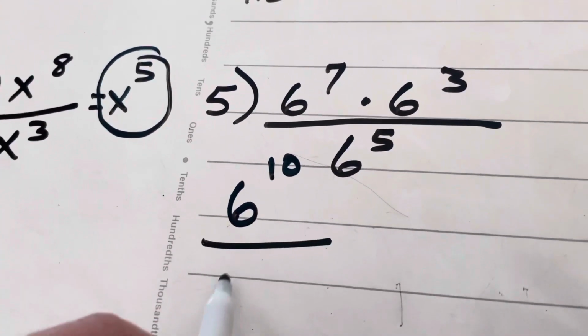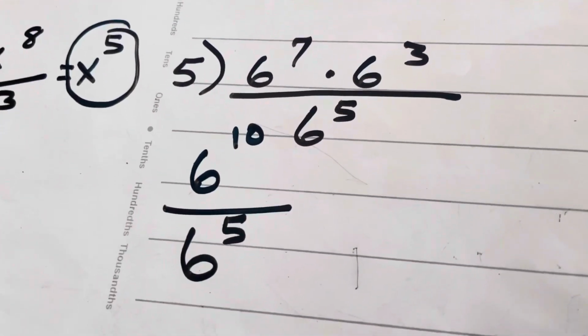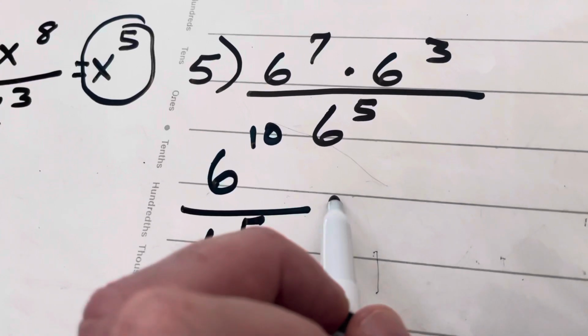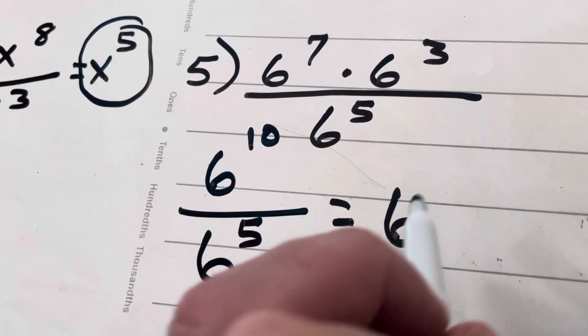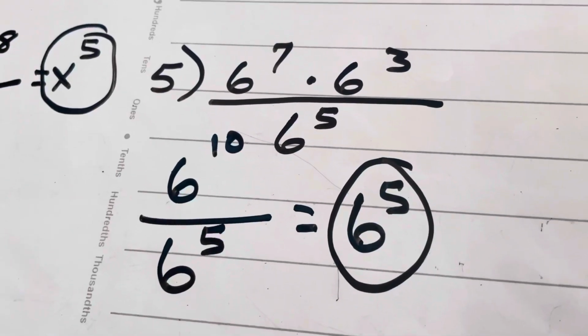So then we're dividing that by 6 to the power of 5. Then it just becomes 10 minus 5. 10 minus 5 is 5. So this whole answer becomes 6 to the power of 5. Not hard, 8th grade. Not hard at all.